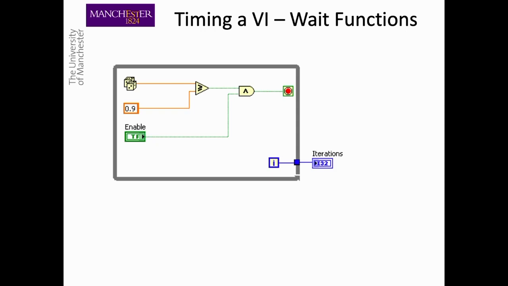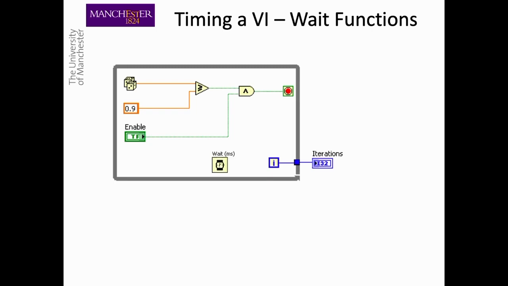So I've got an OR gate, and programmatically, I've got this thing called enable, which is actually a button on the front panel of my VI. So I can stop my VI by pressing that on the front panel. Or it's going to stop when the little die, which represents a random number generator, outputs a value greater than or equal to 0.9. In which case, that greater than or equal becomes true. My OR gate says if one of those is true, output true, and then the loop's going to stop. But how quickly does this loop run? It's going to run as quick as possible.